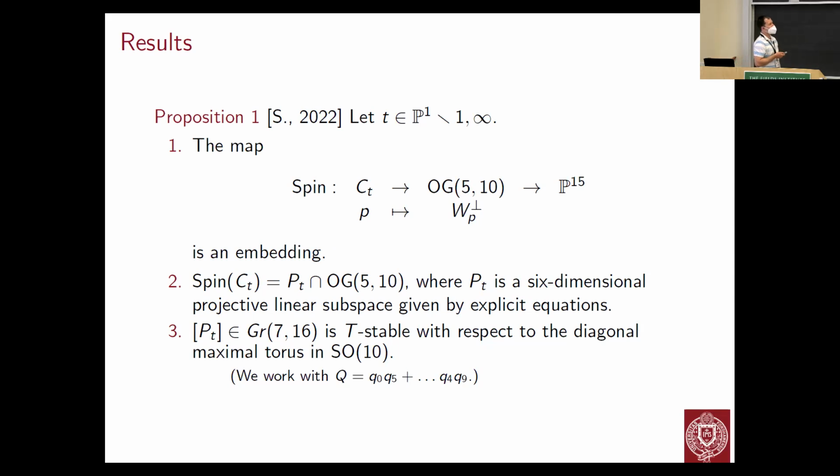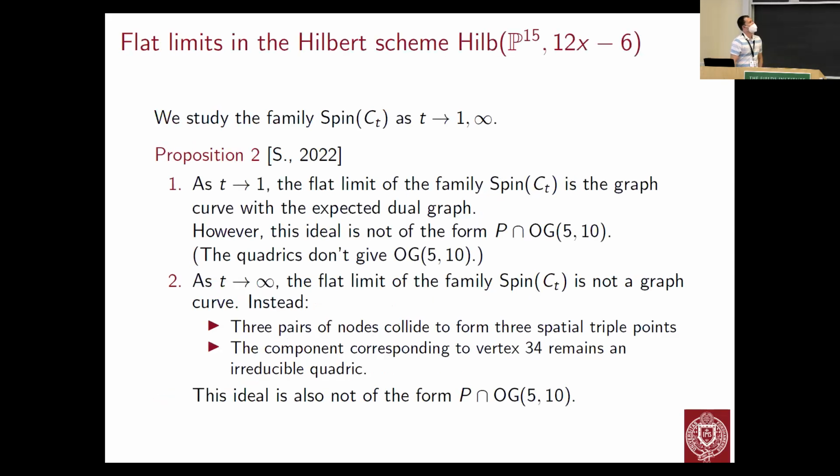All right, what about the specializations? So first, let's look at the flat limits in the Hilbert scheme. Okay, so I'm looking at subvarieties of P15 that have the degree and genus you would expect of a genus 7 canonical curve. For one of my specializations, the one that I called T equals 1, the flat limit is actually the graph curve you expect. It just isn't the intersection of the orthogonal Grassmannian with a P6 anymore.